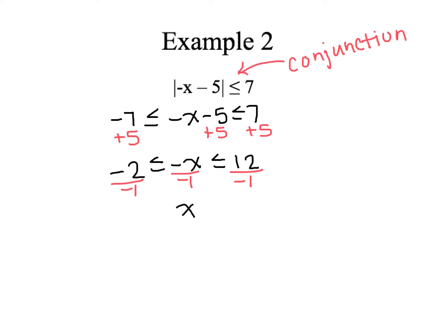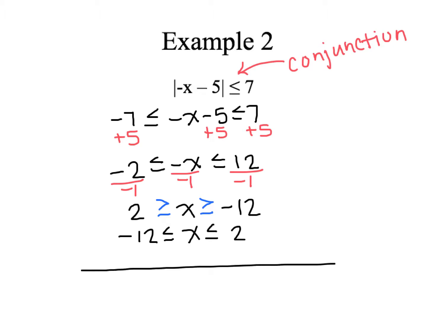So I get x in the middle. This is going to change to a greater than or equal to. And I get -12 on this side, and I get +2 on this side. So another way to write it to make it easier to graph is that it's -12 is less than or equal to x, which is less than or equal to 2. So my smaller number is going to be on the left and my larger number is going to be on the right.